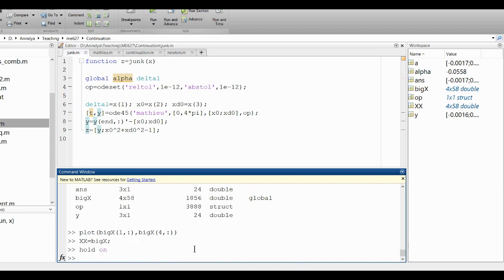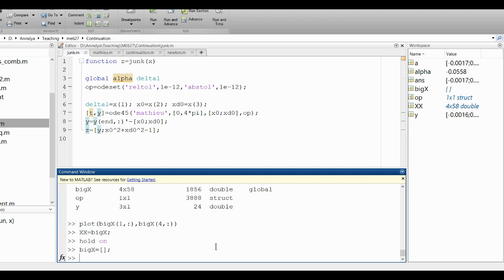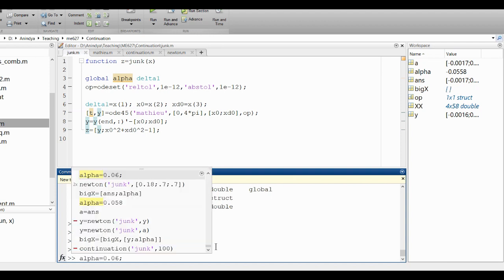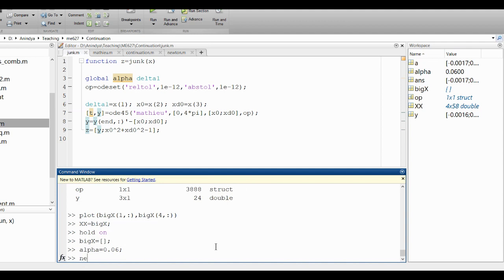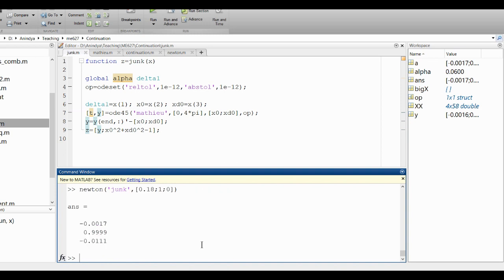Okay. Now, the other thing I will do is I will say big X is equal to that. We'll get rid of it. Alpha equals 0.06. And then I will try Newton only with this. I will try 1 and 0. It's having trouble. It will give me some other answer. It gave me the same answer. I don't like that answer.